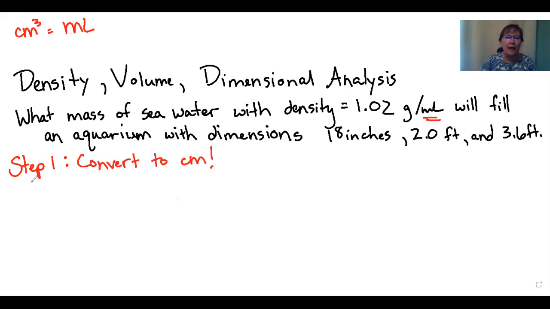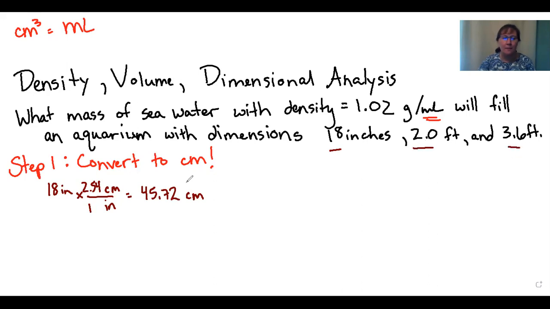So first we have 18 inches. Whoops, I almost did it backwards. I need inches on the bottom and centimeters on the top, and 1 inch is equal to 2.54 centimeters. So I say 18 times 2.54, and what I get here is 45.72 centimeters. I'm going to go ahead and round for my significant digits at the end. I'll have 2 here for each one of these.